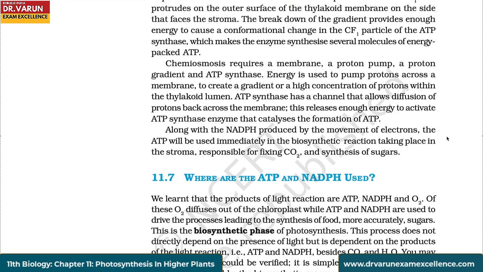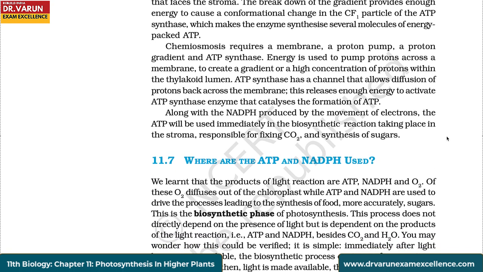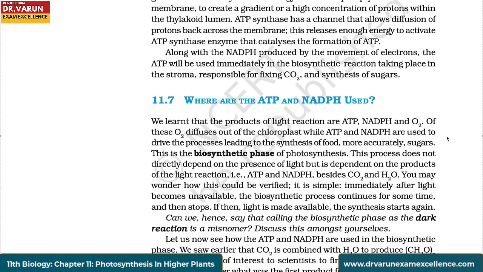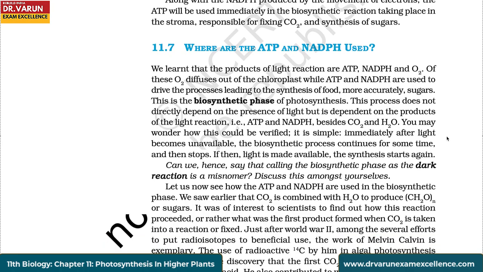Along with the NADPH produced by the movement of electrons, the ATP will be used immediately in the biosynthetic reaction taking place in the stroma, responsible for fixing carbon dioxide and synthesis of sugars. Where are the ATP and NADPH used?